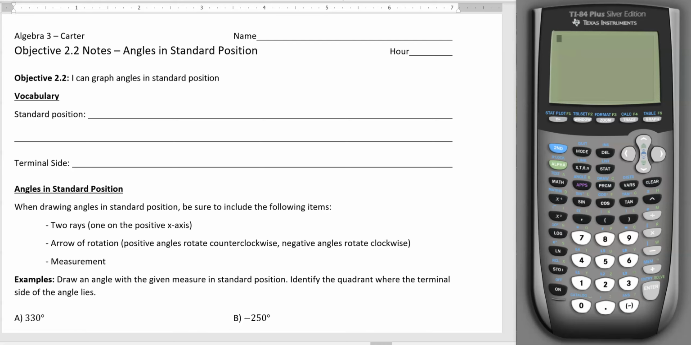Hello, and welcome to our 2.2 notes, angles in standard position. Objective 2.2 says I can graph angles in standard position, and that's what we're going to learn how to do today. So first, let's talk about standard position.